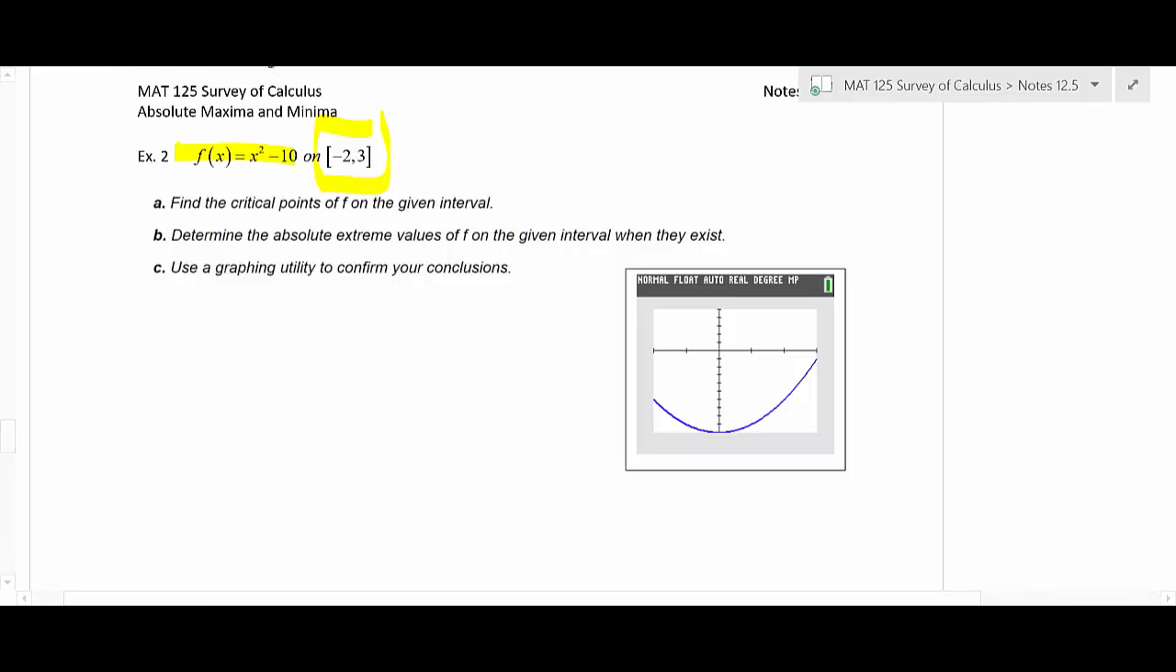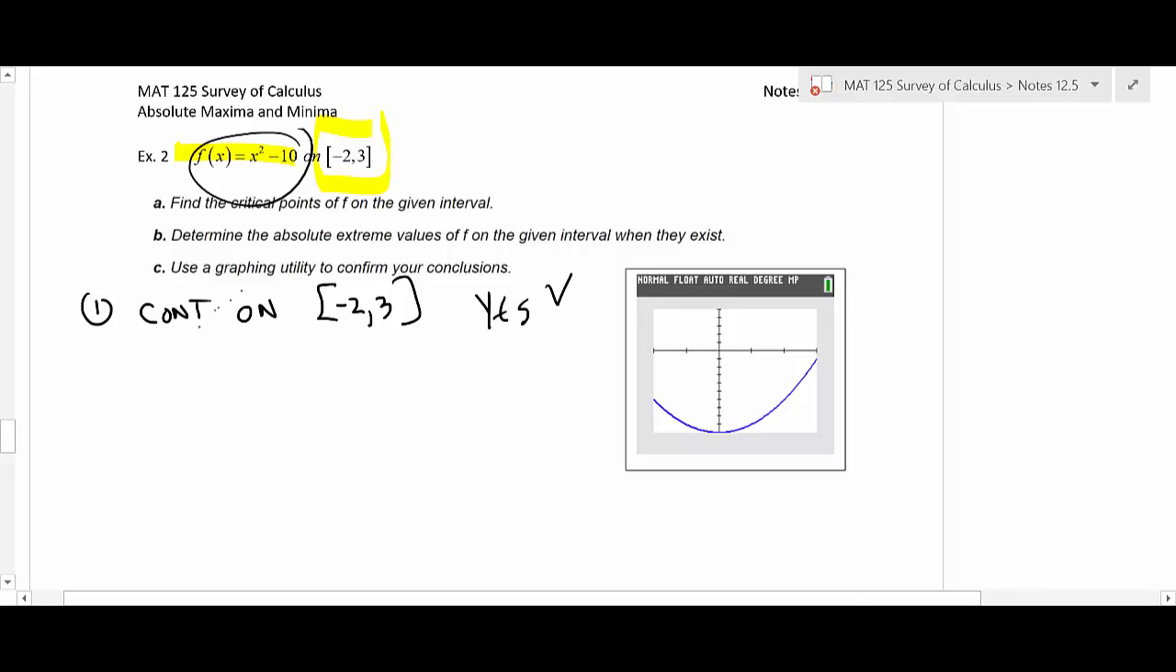So the first thing that you have to do is really start this way. You've got to ask, is this continuous on -2 to 3? Now, how do you know that? That depends on your knowledge of graphs. What is the graph of x squared minus 10? What kind of graph is that? It's a parabola. Is a parabola continuous? Does it have any breaks? It doesn't have any asymptotes, no breaks. It's defined everywhere. So the answer to that is yes.